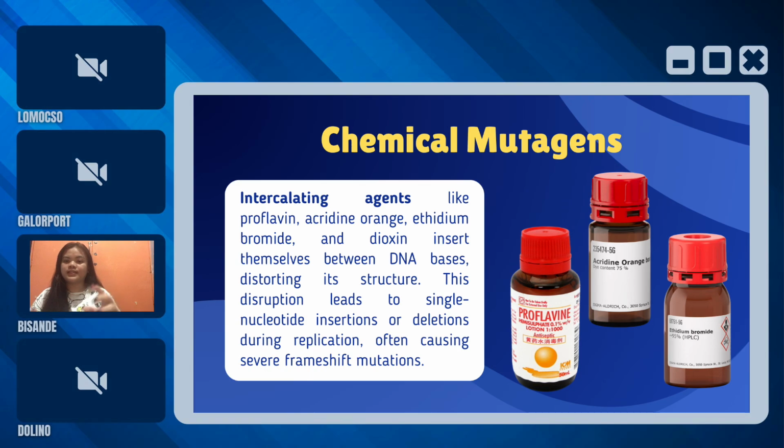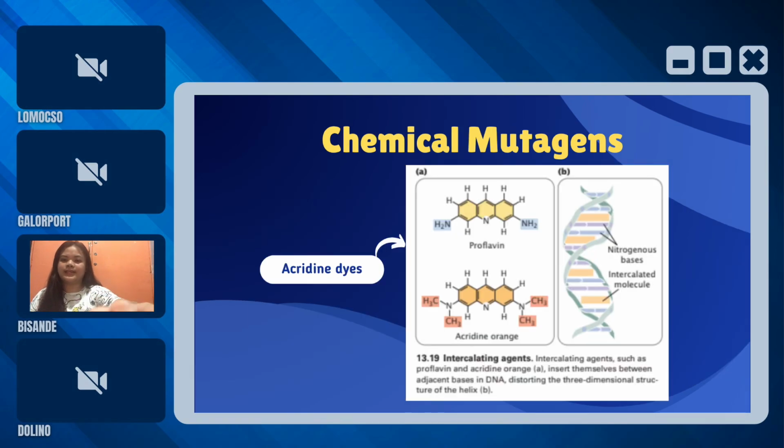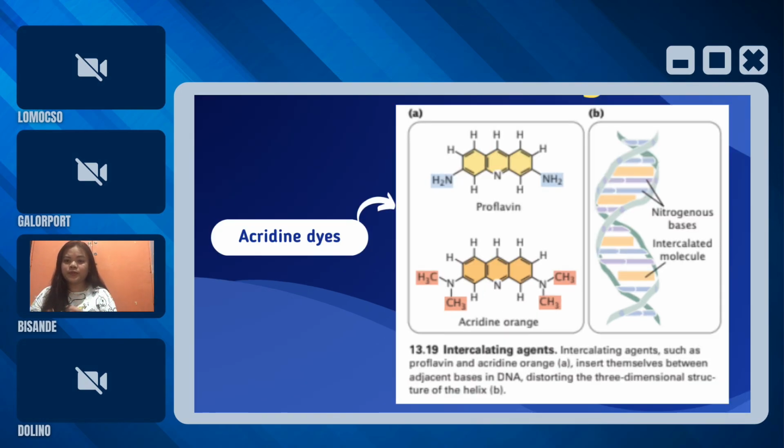We can see it in figure 13.9, or let's say on the next slide. Figure 13.19, the first one, letter A, shows the mutation produced by sandwiching themselves, or intercalating, between adjacent bases in DNA, distorting the three-dimensional structure of the helix and causing single nucleotide insertions and deletions in replication.